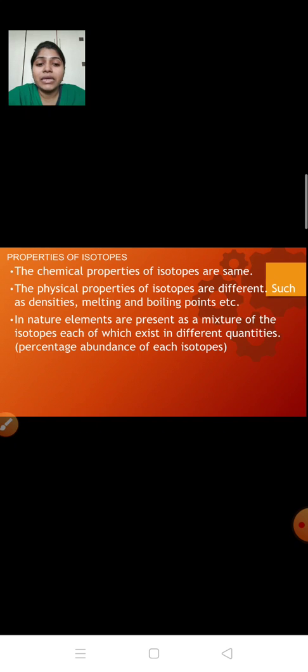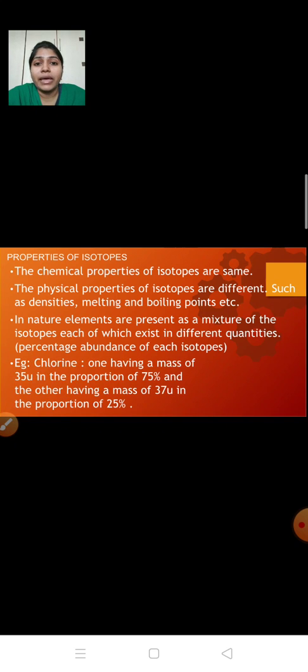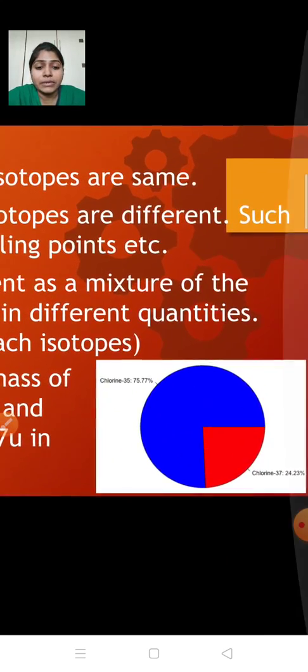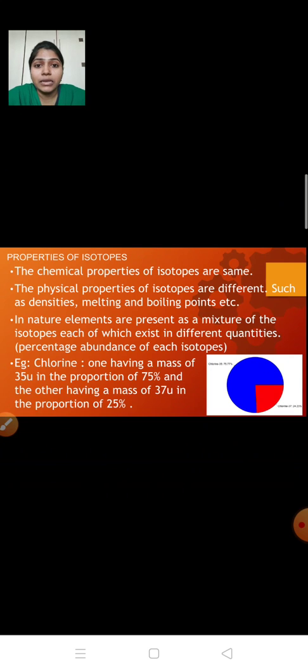Now, in nature, elements are present as a mixture of isotopes, each of which exists in different quantities. This can be said in other words as the percentage abundance of each isotope. Now, natural chlorine exists as two types of atoms. One having a mass of 35 units in the proportion of 75% and the other having a mass of 37 units in the proportion of 25%. So this is how they exist in nature.